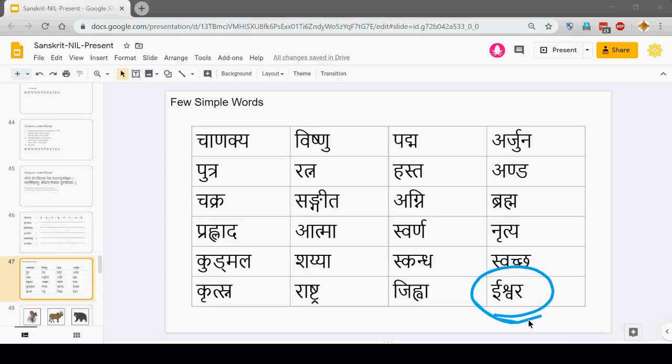And the last one? Ishvara. Ishvara means one ruler.